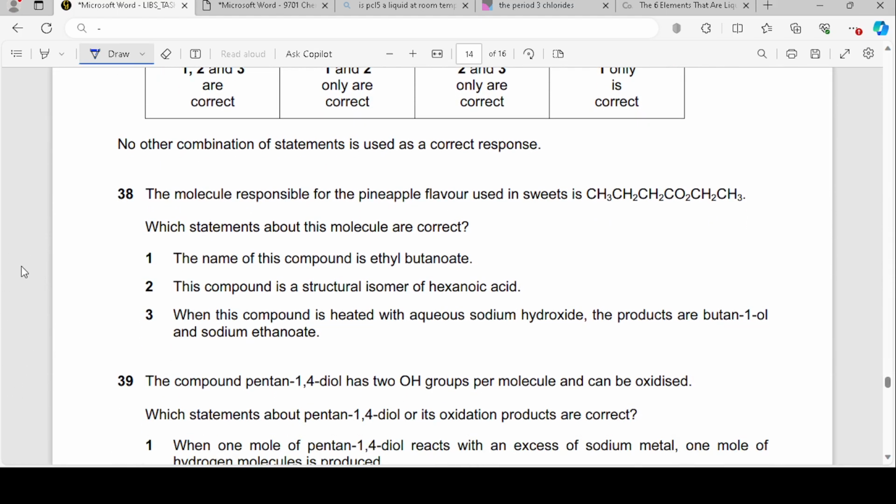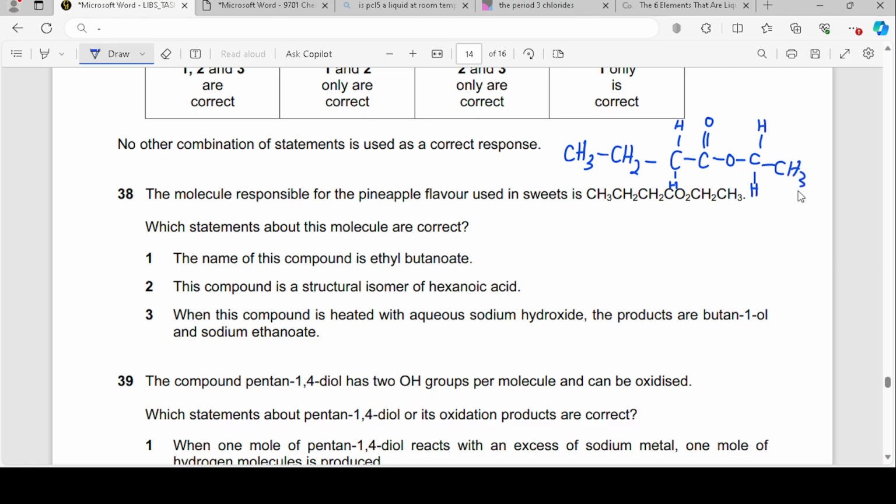The molecule responsible for the pineapple flavor used in sweets is CH3CH2CH2COOCH2CH3. So this time I will be careful and actually draw out the molecule, unlike what I'd done in a previous question, because it is good to draw out molecules and not make mistakes about which part of the ester is the carboxylic acid and which part of the ester is the alcohol. Okay, so this time I will try not to make that mistake, so I'm going to draw it out carefully.